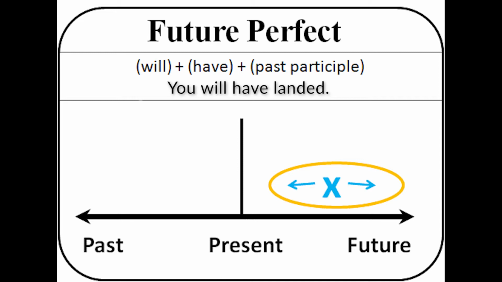So we know it's before that point, and at some point between now and that point, 3 hours from now, but we don't know when. That's why we've got the little arrows going each side, because at some point in there, before 3 hours from now, you will have landed.